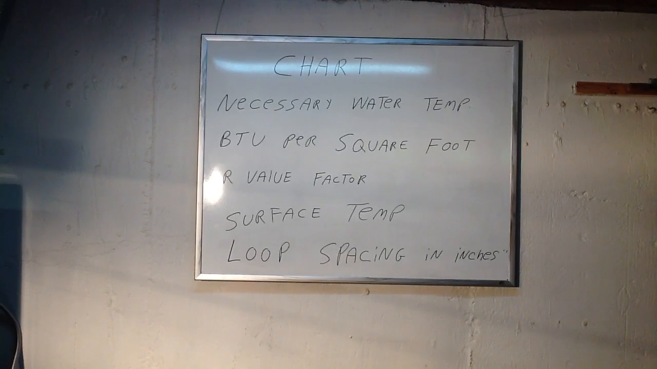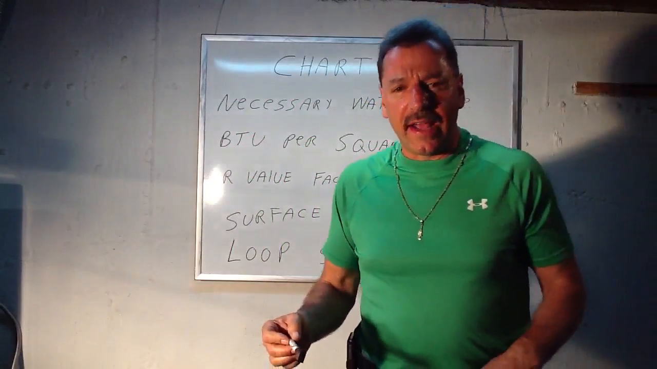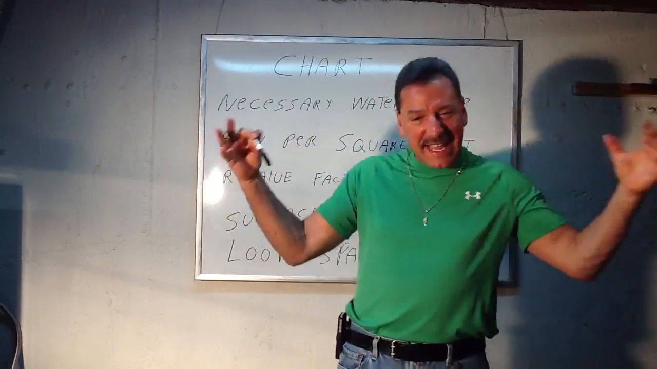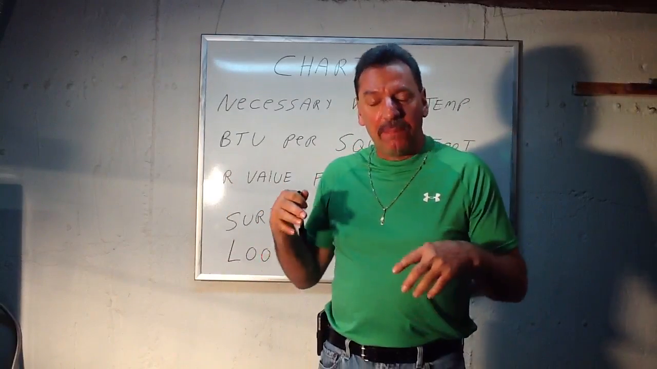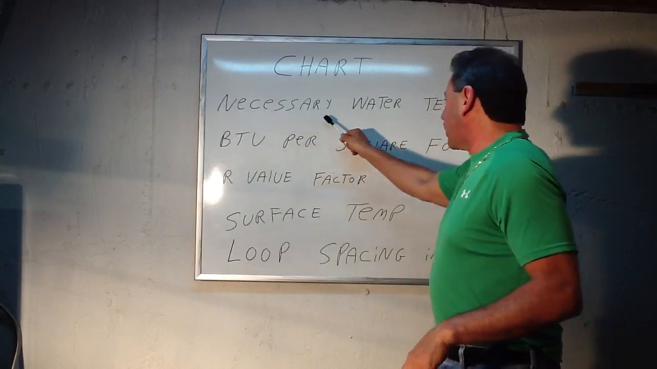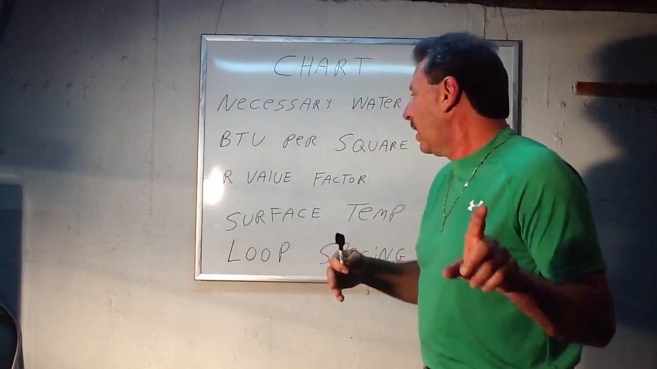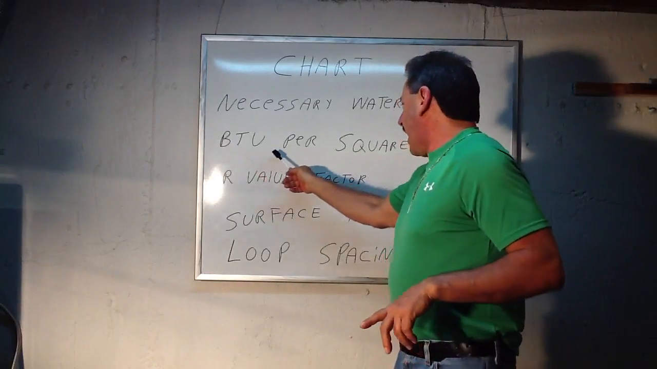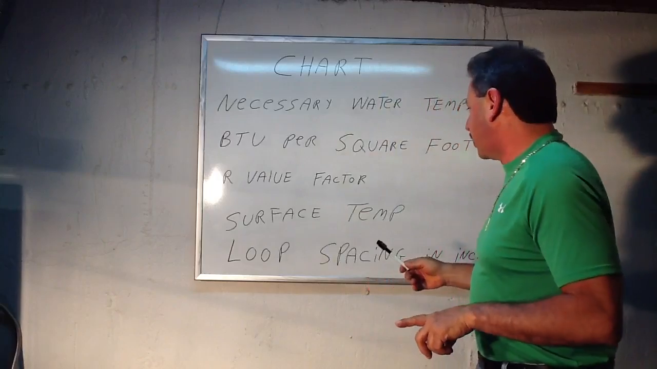Okay, Loudepot back again. And what we're going to go over now is another chart. And this chart's important because it has everything in one chart after you did your BTU calculation. Okay? It has the necessary water temperature that has to flow through the tubing under the floor. It has the BTUs per square foot that you're going to get with that water temperature.